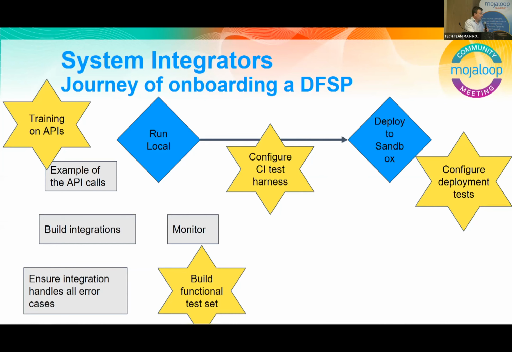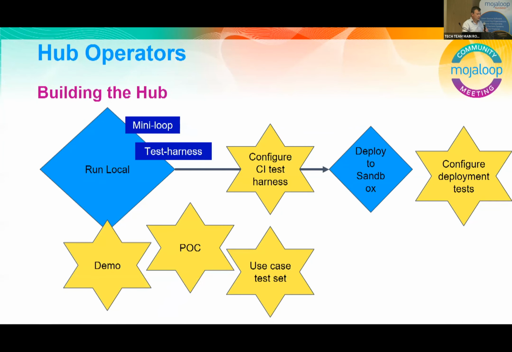Okay, so let's jump to the journey of a hub operator. It's very similar. We have two ways in Mojaloop at the moment where you can run Mojaloop in a local environment. We've got the mini loop, which uses Kubernetes, and then we also got this testing harness, which we use in our scripting in our CI tests inside Mojaloop, which deploys using Docker Compose.